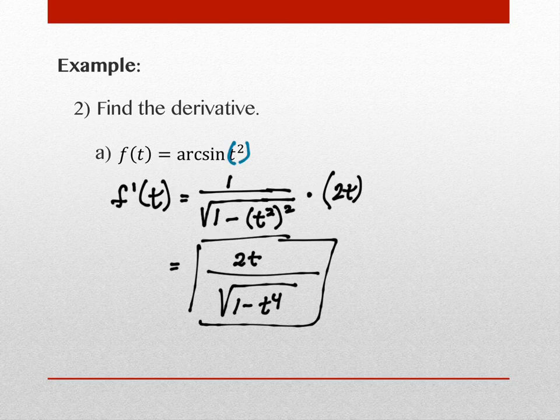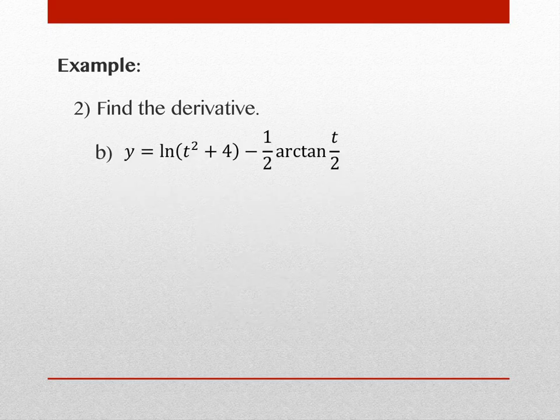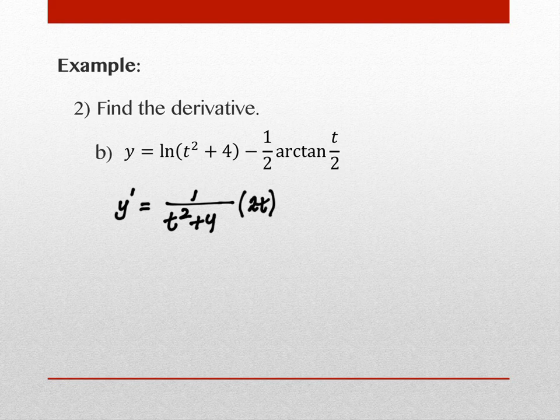All right, the next one's a little bit more interesting, a little bit more going on. On this one, we actually have a natural log function and we have an arctangent function, though they're not intermixing together. So our natural log function, as you know from doing your derivative test, is 1 over what's inside of it, which is t squared plus 4 here. And the derivative of the inside function would be 2t minus the 1/2.